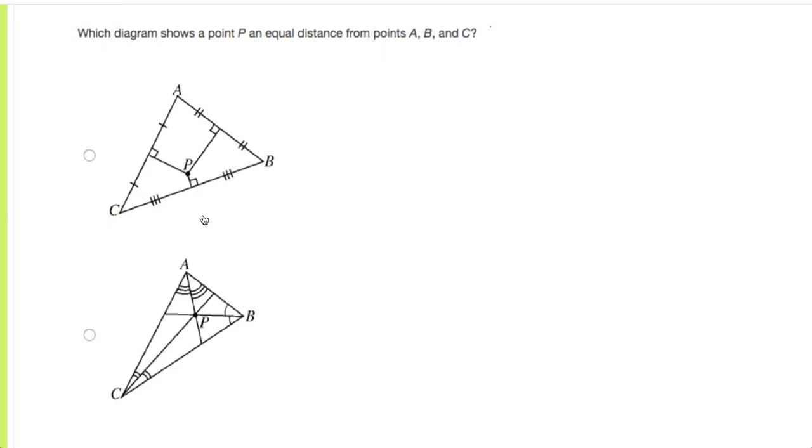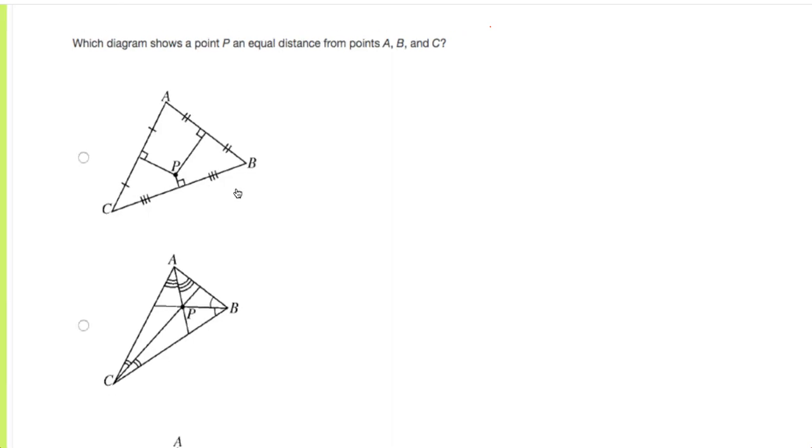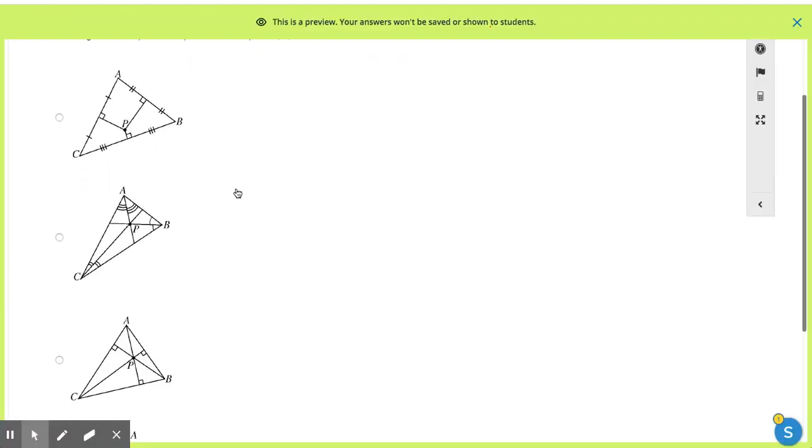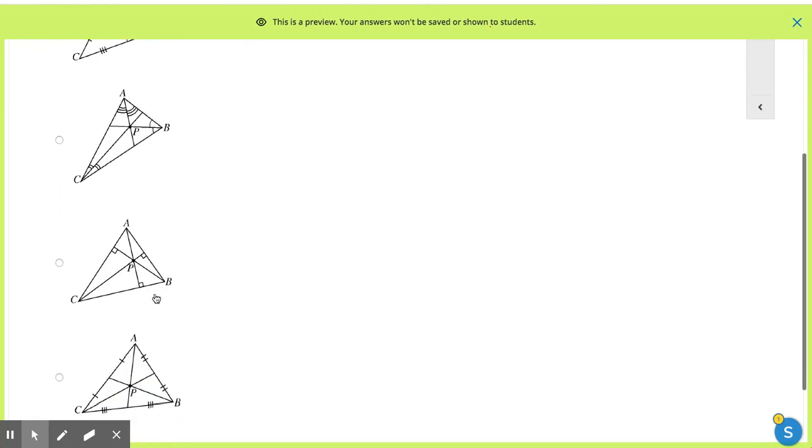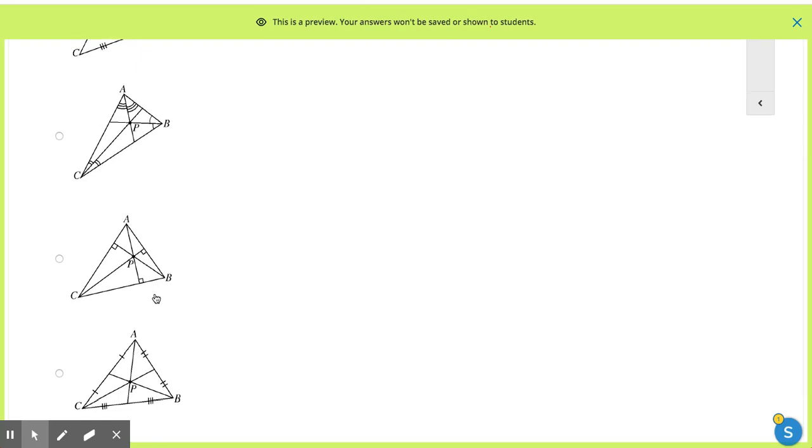So if you look, down here we have angle bisectors that are meeting. So we have an incenter. Here we have perpendicular bisectors. So we have a circumcenter. Below, it looks like we have some altitudes. Yeah, altitudes. And then the next ones we have are medians.